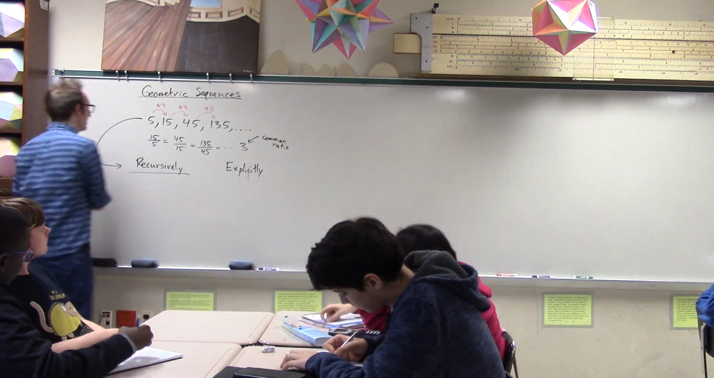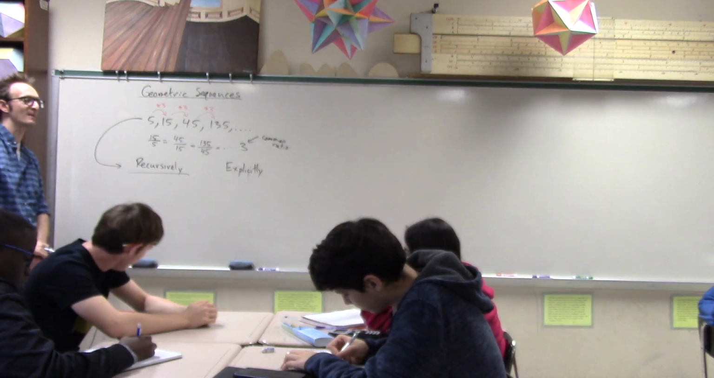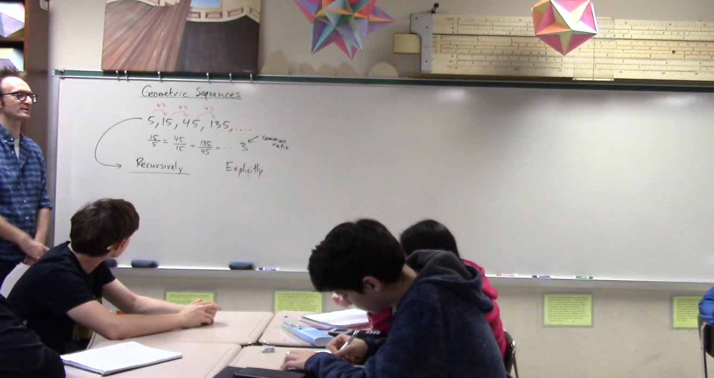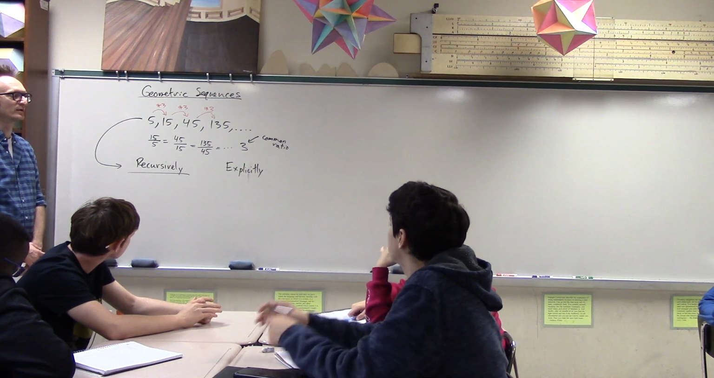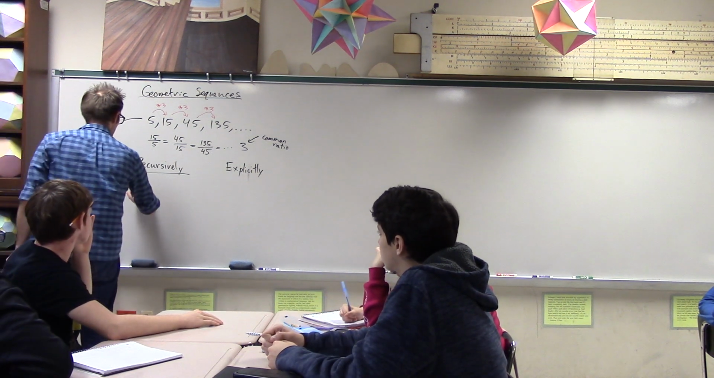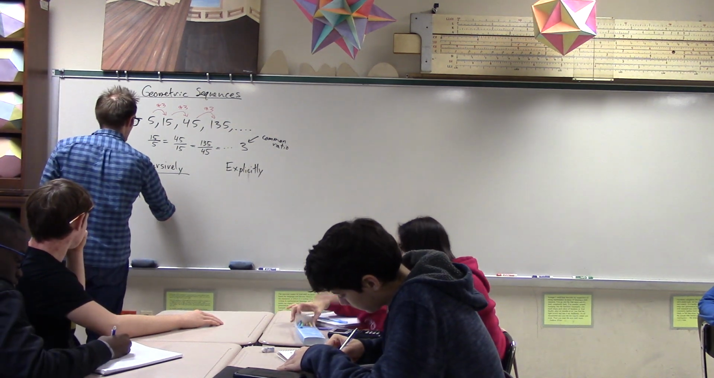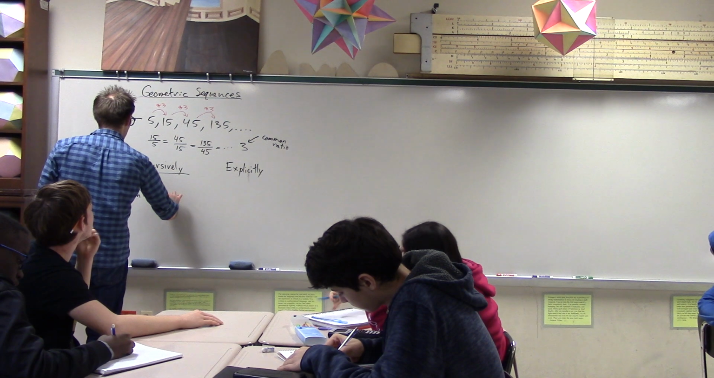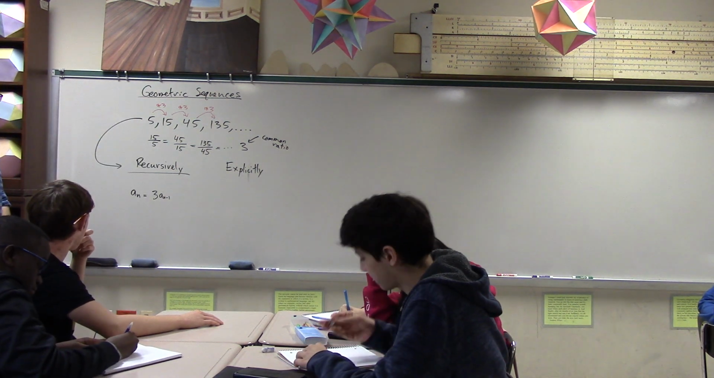Good. So, all right, the recursive one is a little bit silly, but I guess we should just do it anyway. How would you describe this thing recursively? What are you doing every time? You multiply the term before it by 3, right? So if you need a term, you just take the previous term and multiply by 3. So any term, a sub n, is just 3 times the previous term.